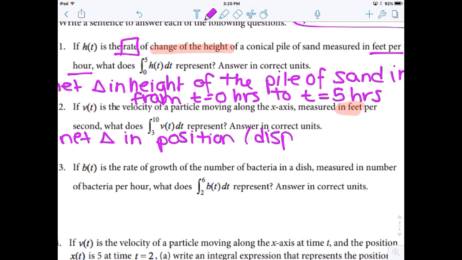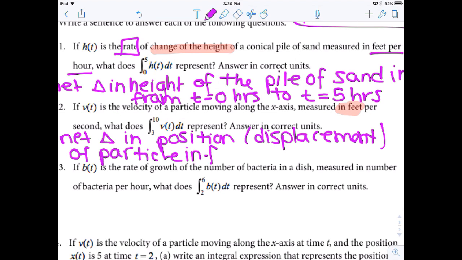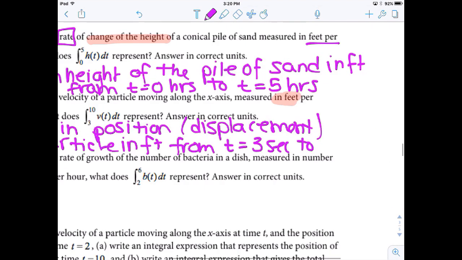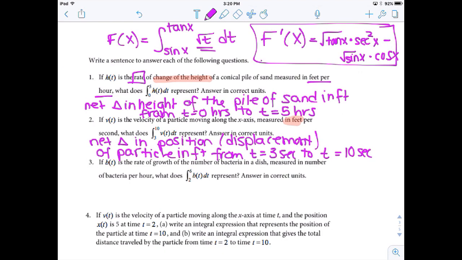It is not the distance traveled. That's something different, right? The displacement of the particle, in feet, from t equals 3 seconds to t equals 10 seconds. And all of that stuff is important. You need the time, you need what it represents, you need the units. So make sure that you have all of those in there.